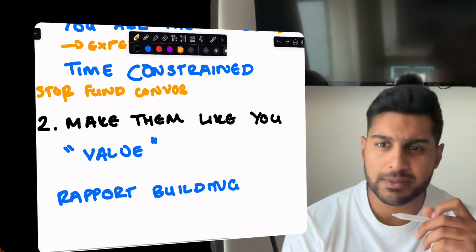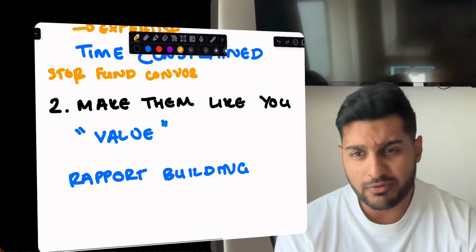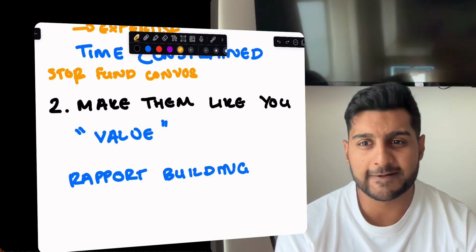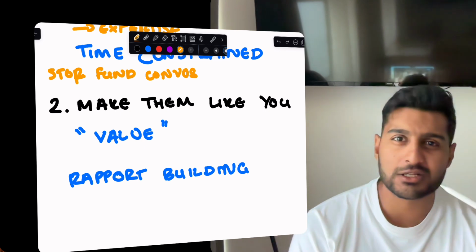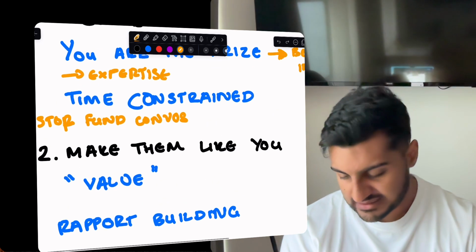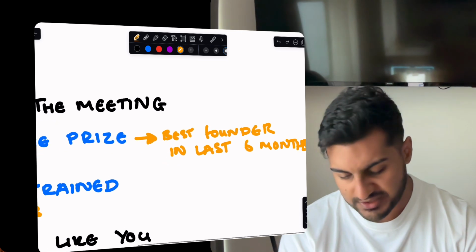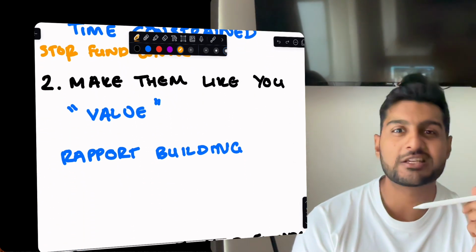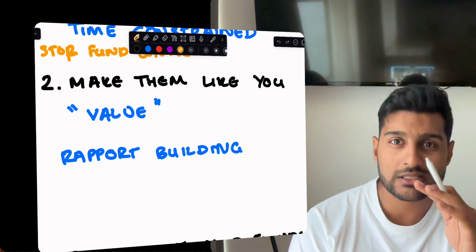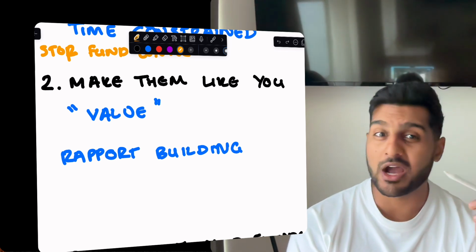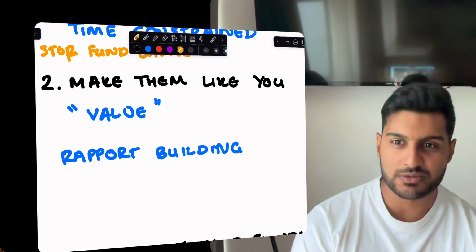All right. So number 2, again a really common thing I see founders do wrong, is treating the investor call as something about your company. Whereas, back to the idea of being the best founder in the last 6 months and the prize, you need to make investors like you. This is the most important thing from an intro call: making them want to spend more time with you. And there are 2 different ways in which you do this.